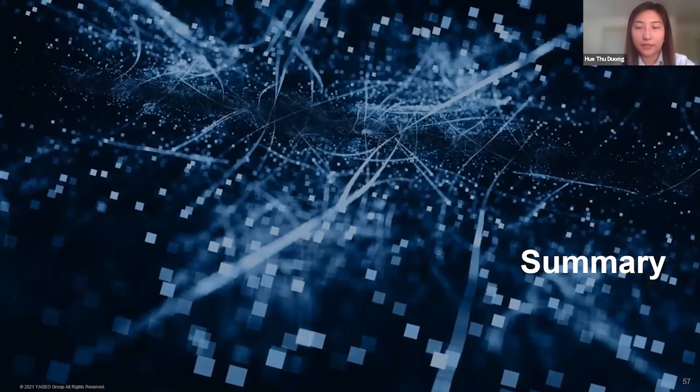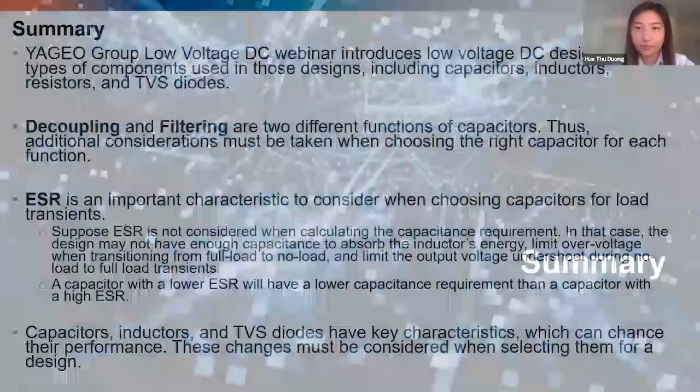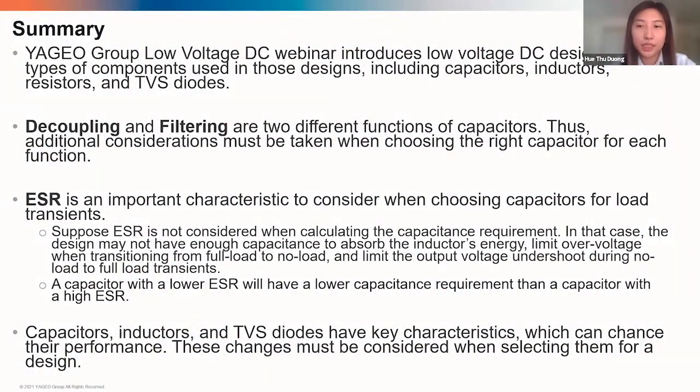And next we have the summary slide. So this is the summary of what we've just went over, which is an overview of low voltage DC designs using the various types of components, as well as the key characteristics of each technology. We also went over decoupling and filtering, as well as examples for each of those topics. We also discussed ESR in those examples, as it's a critical characteristic to consider when choosing capacitors for low transients.